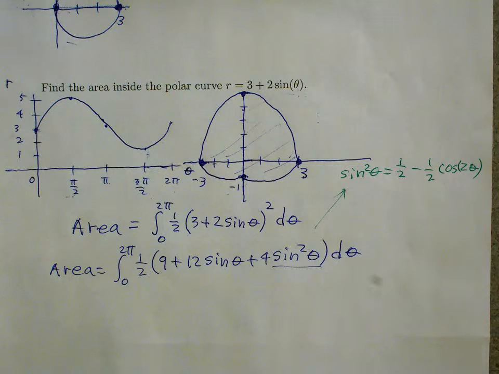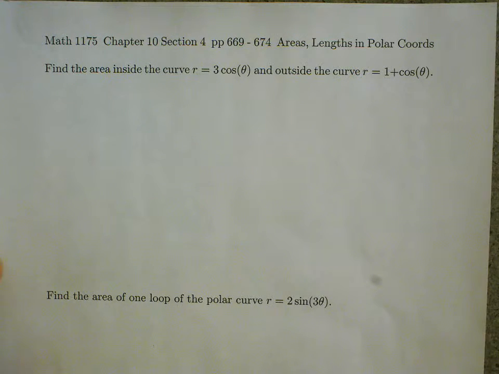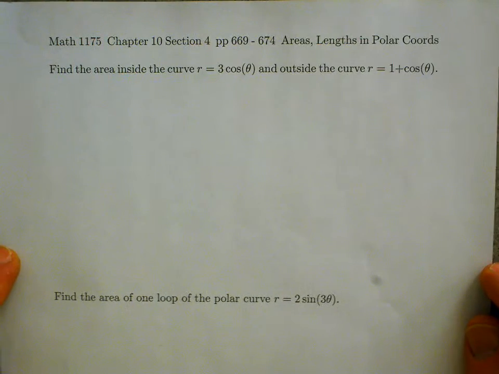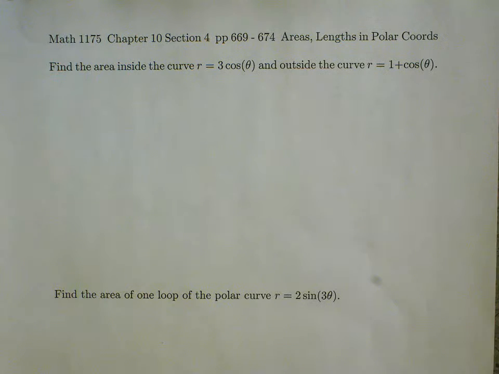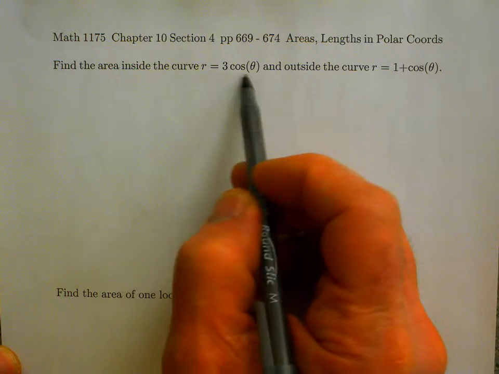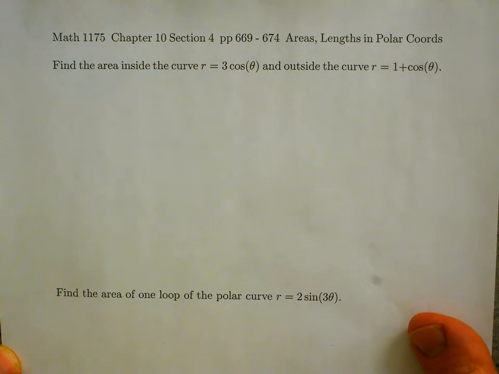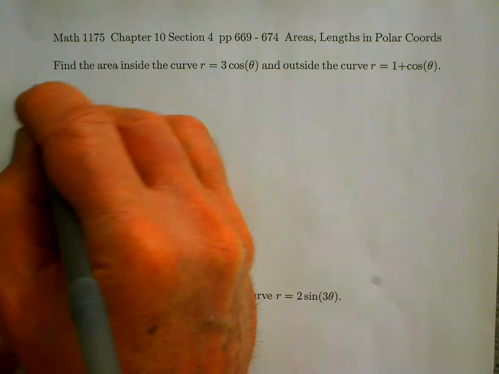Okay, let's look at the next problem. Set it up. So this one, find the area inside the curve r equals 3 times cosine of theta, and outside the curve r equals 1 plus cosine of theta. r equals 3 times cosine of theta, we already graphed that once today. So I'll just regraph that since we know what it looks like.